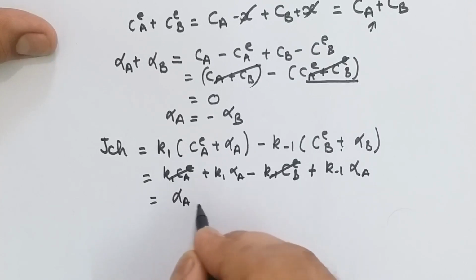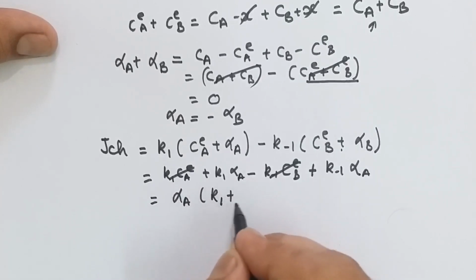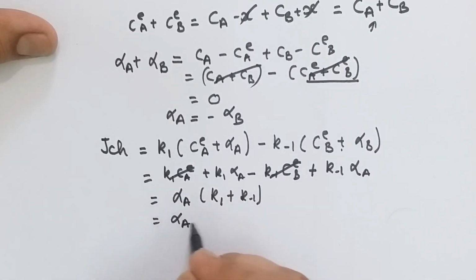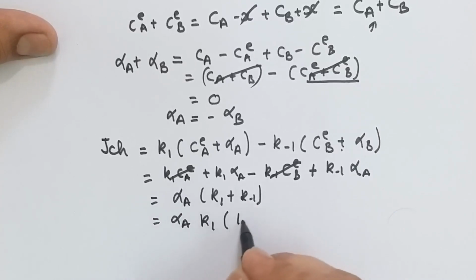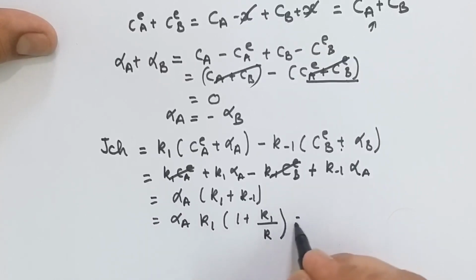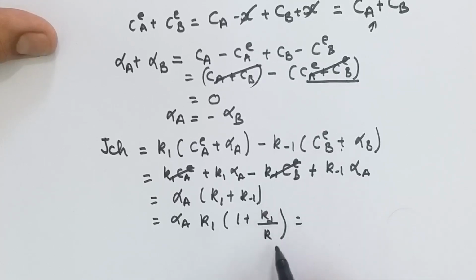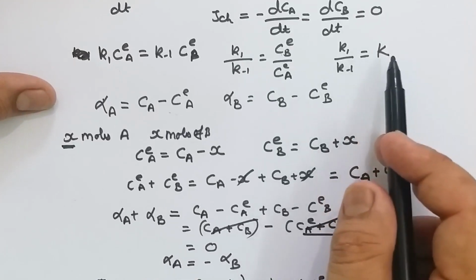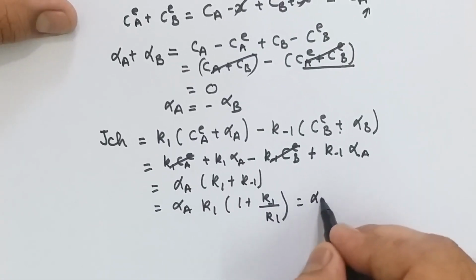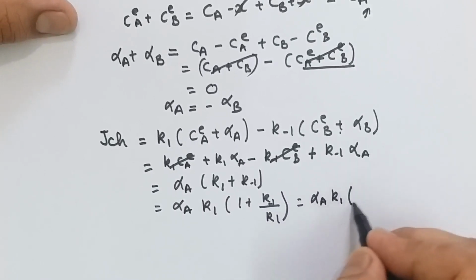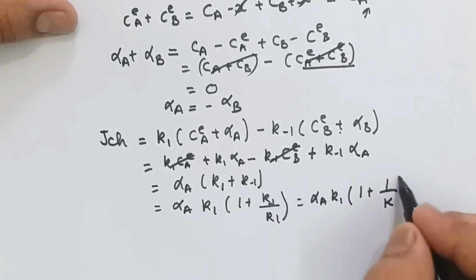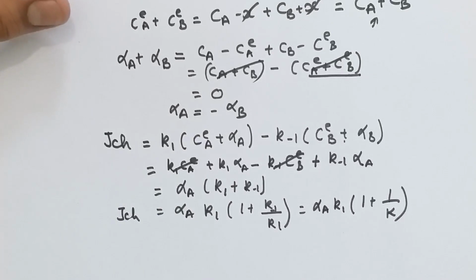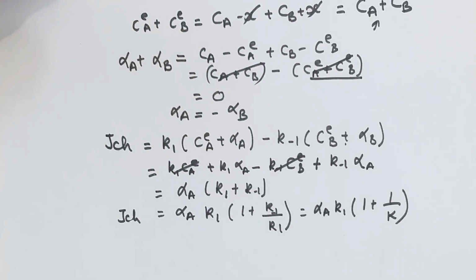So we will have alpha A into K1 plus K minus 1, and again we can take K1 common, so we will have K1 into 1 plus K minus 1 upon K1. So this K1 upon K minus 1 is equal to K, so this will be 1 upon K. So our expression will become alpha A into K1 into 1 plus 1 upon K. Okay, so this is the expression of our rate when we are looking at our system kinetically.